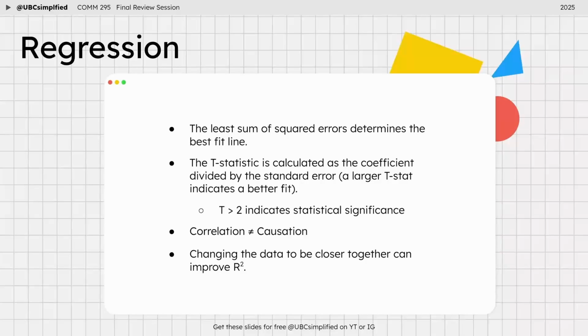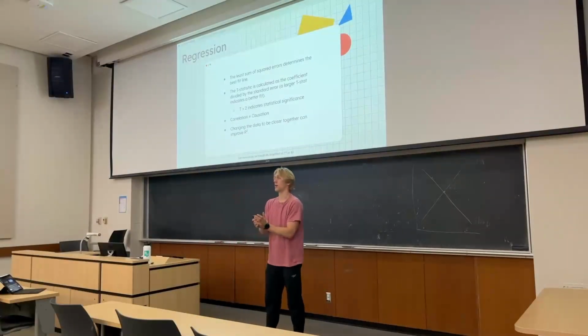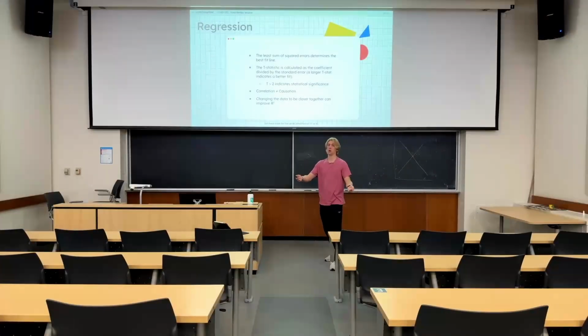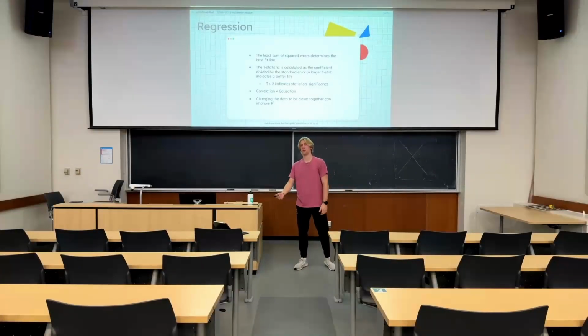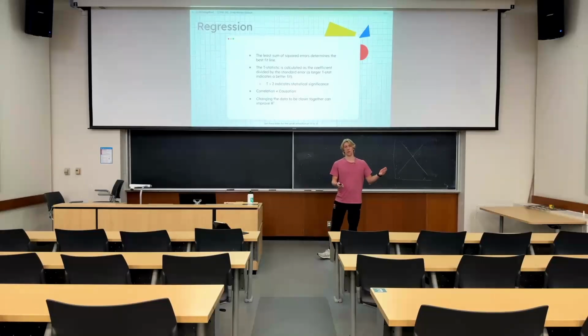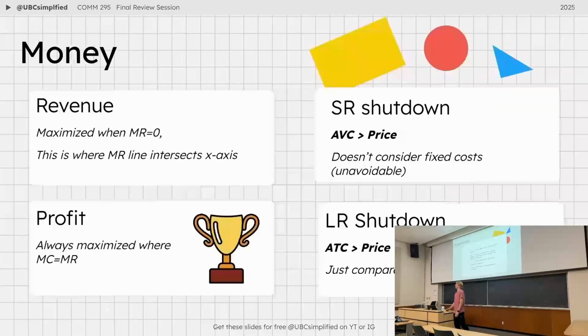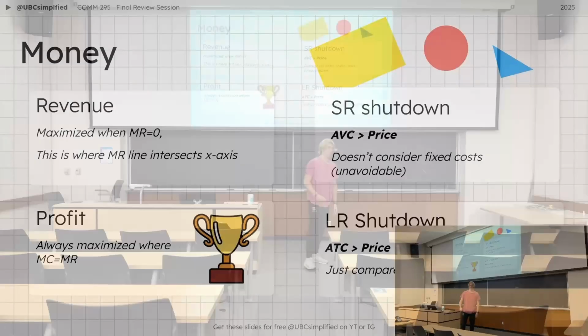And then keep in mind that just because we have this large correlation between two things doesn't mean that one thing causes the other. There can be a numerous amount of other factors. So just because there are more shark attacks when ice cream sales go up doesn't mean that ice cream sales cause shark attacks. And then if we were to change the data, bring it closer together, that'll improve our R-squared, which is just a way of looking at how useful the model is in a simple form.